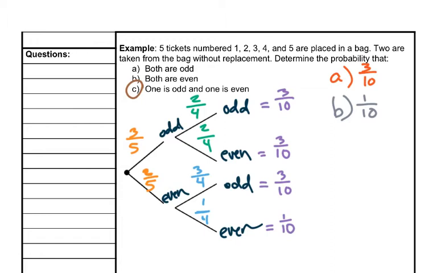Lastly, what if one is odd and one is even? So that means we could go odd, even, or we could go even, odd. So both of these probabilities are going to give us the answer to C, so we're going to add those up. That would be 6 out of 10, which simplifies to 3/5. So those are our final answers to these 3 questions here.